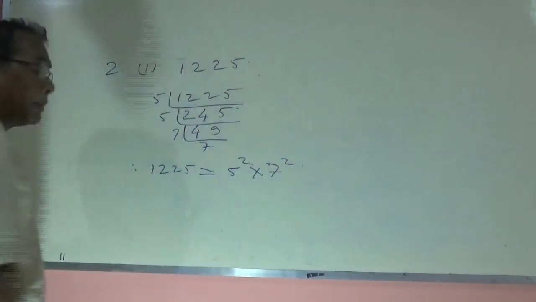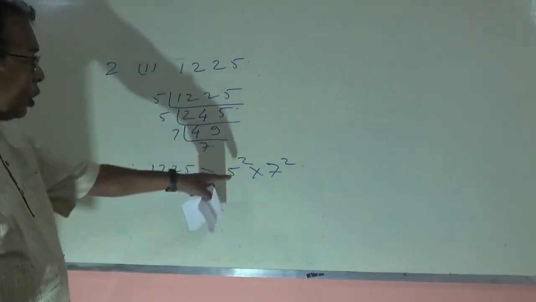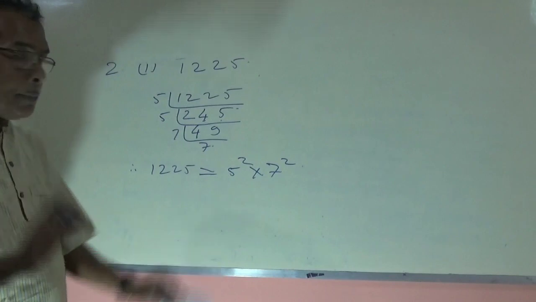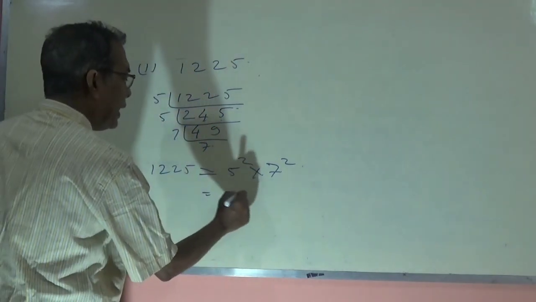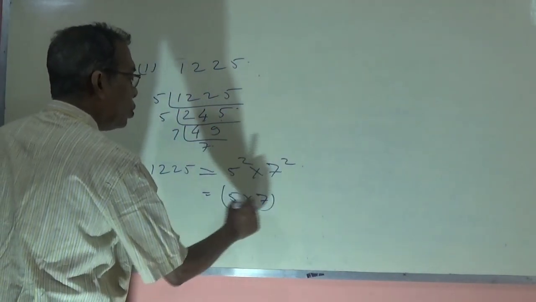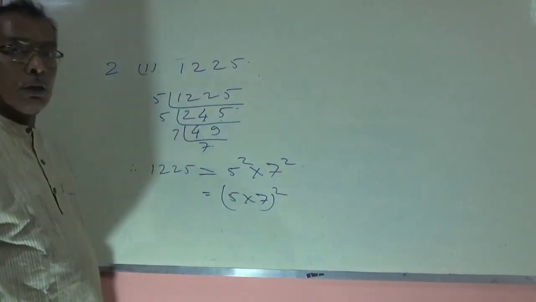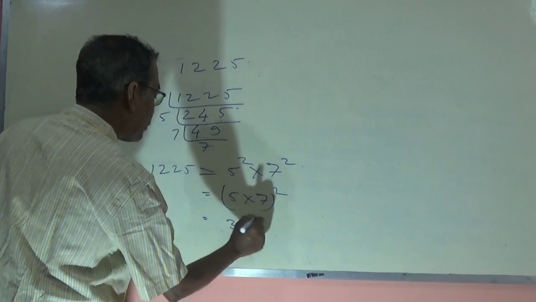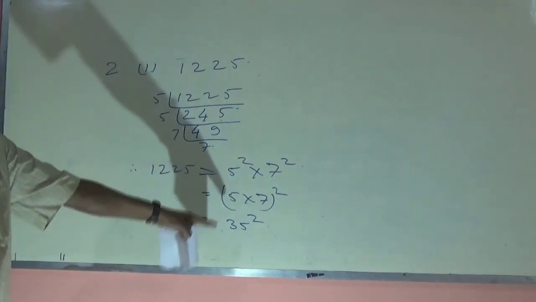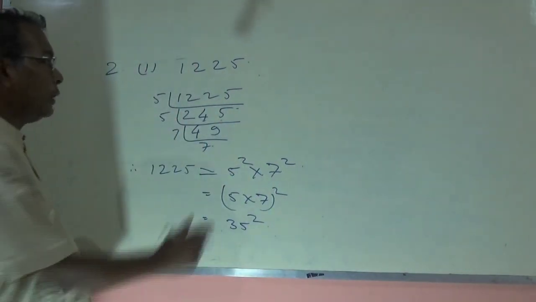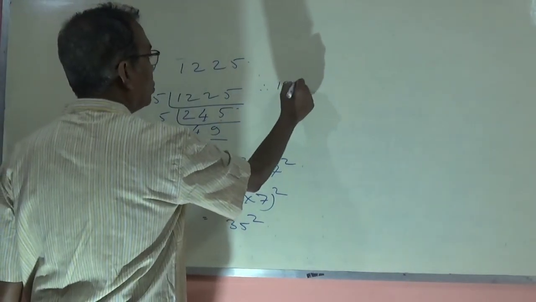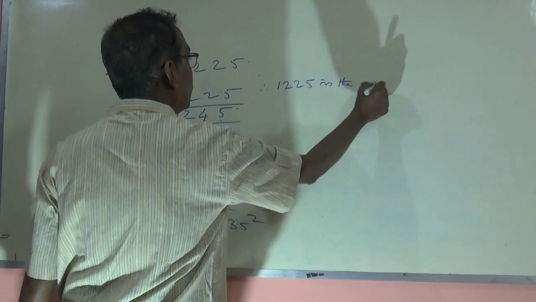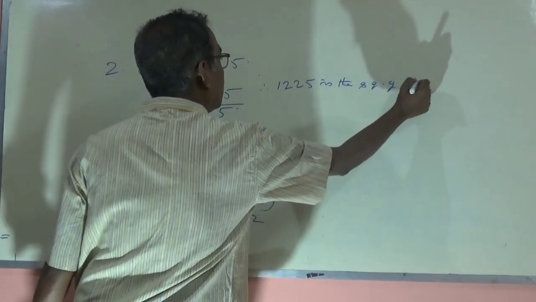Really we are finding that it is a perfect square, am I right? Because on 5 also square is there, on 7 also square is there. So therefore it is a perfect square. And this one you can write as 5 into 7 whole square by the rule of exponents, and this is equal to 5 7s are 35 square. So 1225 is the square of 35.